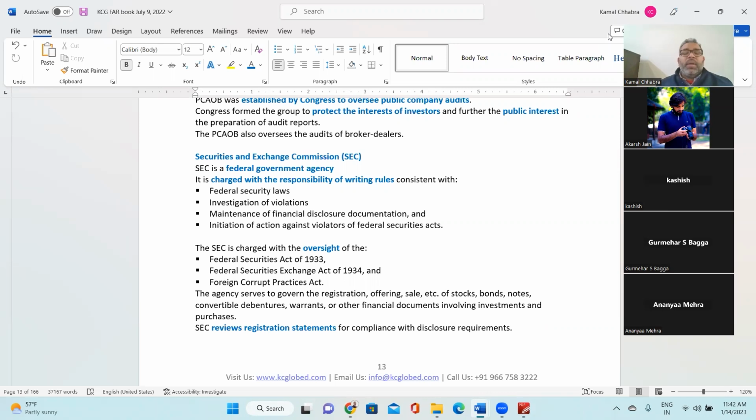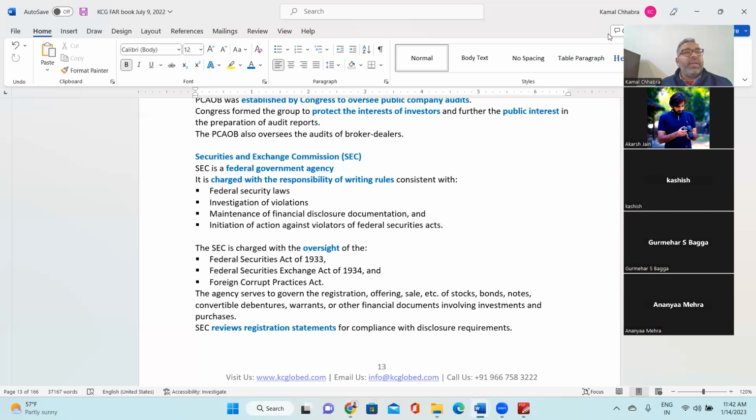And also writing and implementing the rules relating to investigation of violations, such as the Foreign Corrupt Practices Act. Maintenance of financial disclosure, as you have seen with SOX requirements or PCAOB requirements. And initiation of action against the violator.